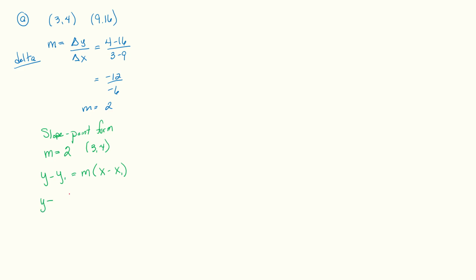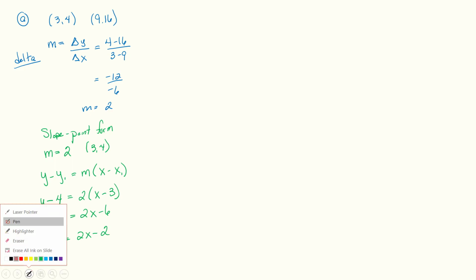We have y minus our y1, which in this case is 4, equal to 2 times x minus x1, which is 3. And as I do my work, hopefully you're following along with me. And if you use the other point, I'm sure you're getting the same answer I'm getting. Cool? Does this make sense? Okay, so that's part A.